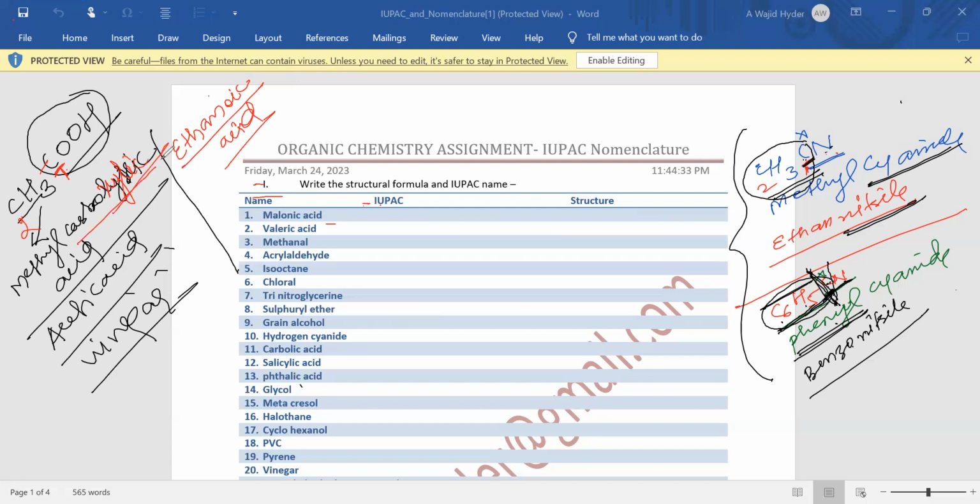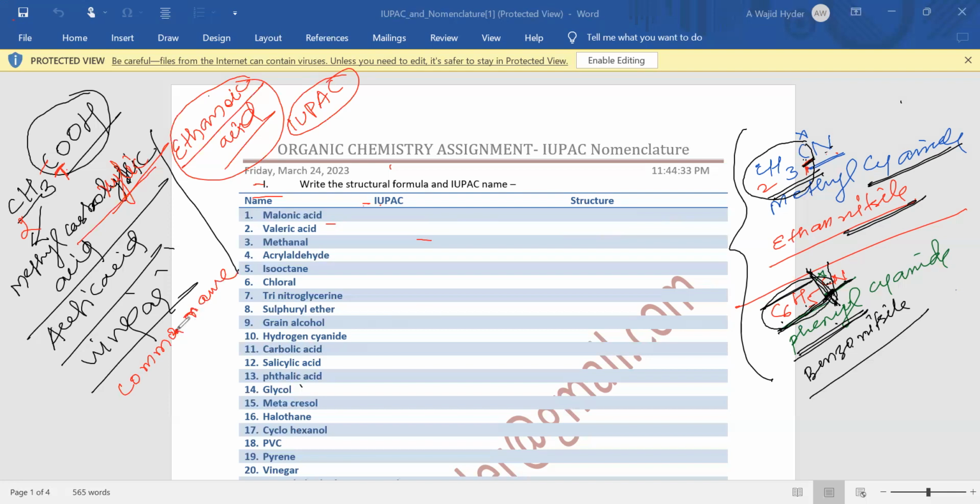Sir, which one do we give preference to? This is the IUPAC name. The IUPAC name can only be one, but you should know both ways. But then what will methyl carboxylic acid be? That is the common name.